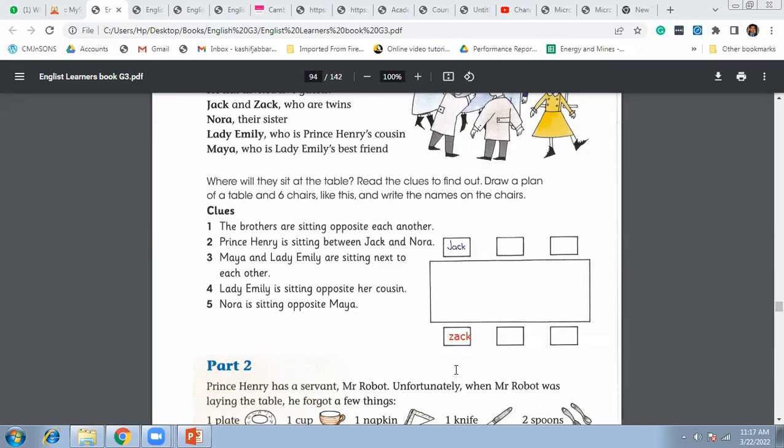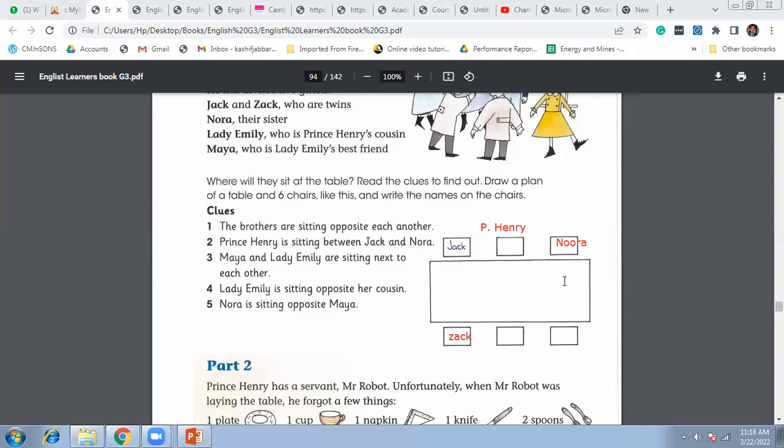The second, Prince Henry sitting between Jack and Nora. So here we are going to write the name of Prince. I'm using just P to write the Prince Henry. Here he says Prince Henry is sitting between Jack and Nora, right? So who will sit here? Definitely Nora, right? All right.